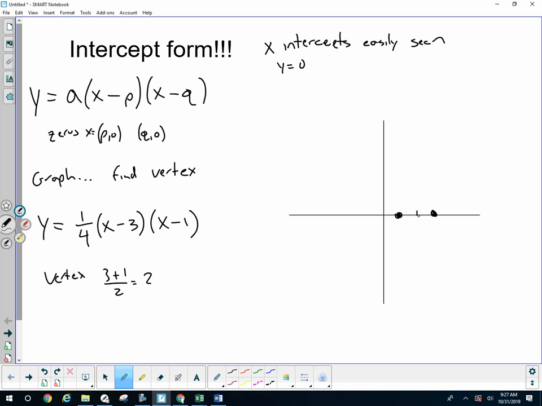When x is 2, I'll have my axis of symmetry on my vertex. I can see I'm opening upwards, but let's do a little bit more work and find the y-coordinate of my vertex. Using this equation, plugging in my x-coordinate, I'll find the y-coordinate. 1/4, 2 minus 3, 2 minus 1. So this is 1/4, negative 1 times 1. So that's negative 1/4. So it ends up being right here at 2 comma negative 1/4.